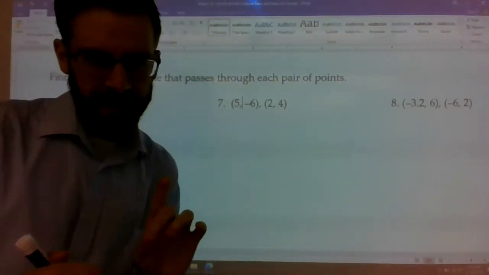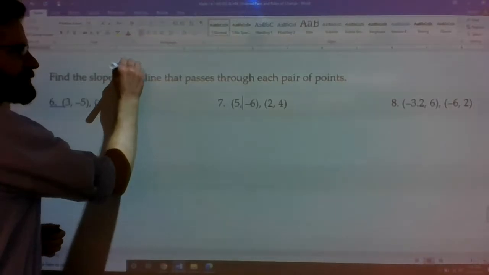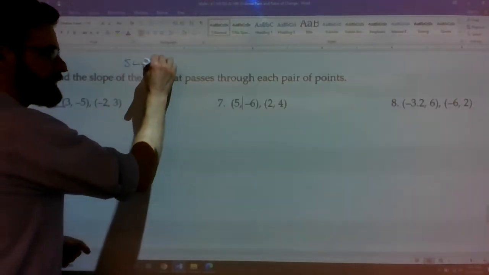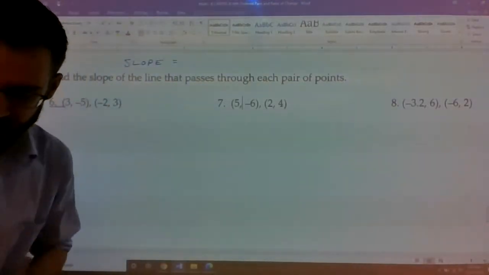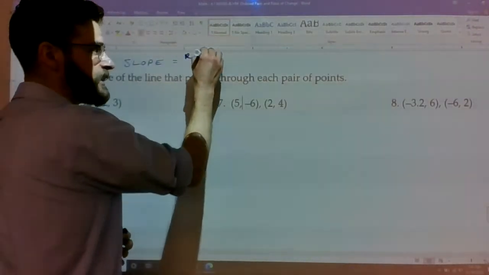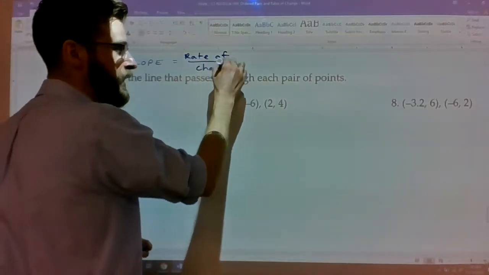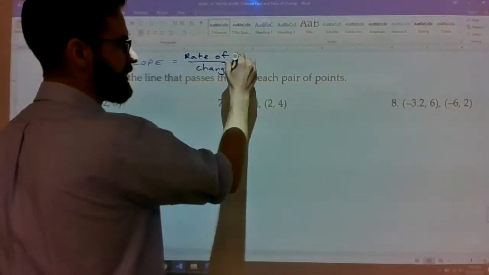So I'm going to back up a step. On that last video, I said that the slope of a line is exactly the same thing as the rate of change. That is true. And that's pretty much all you need to know to calculate the slope for these three examples.